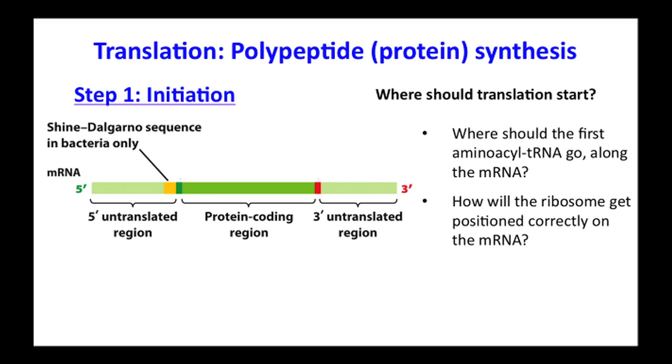So the real issue is, where should that first tRNA carrying that first amino acid go along the messenger RNA, and how will it actually get there? How will it find the right one?